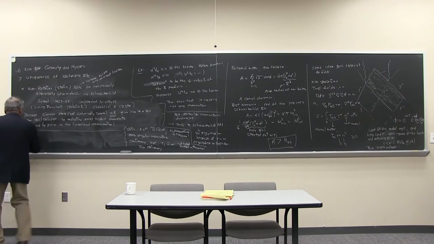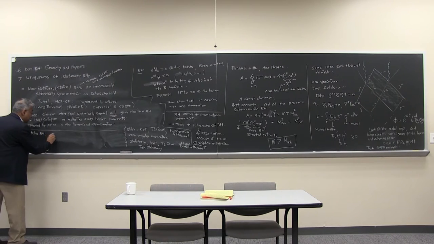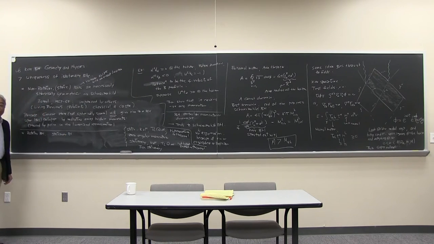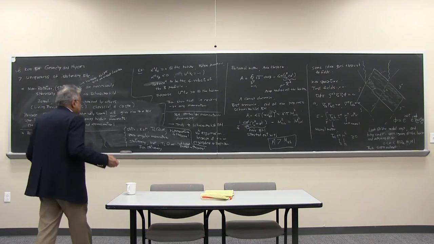And then for the rotating black holes, the statement is the following. Supposing I have a stationary black hole, then what we would like to prove is that that stationary black hole is Kerr. There's no obvious reason for this to be true.